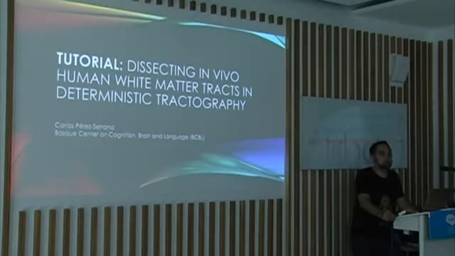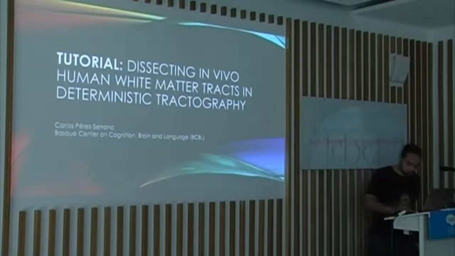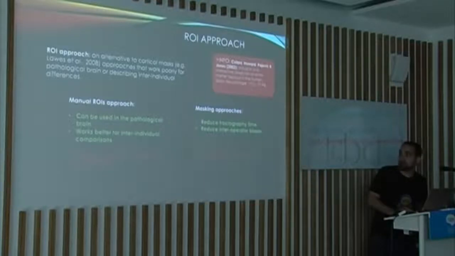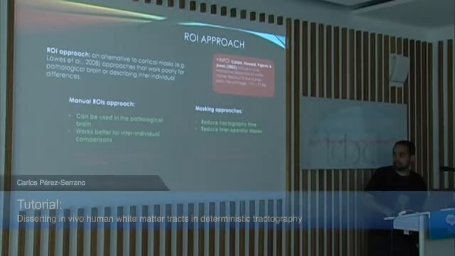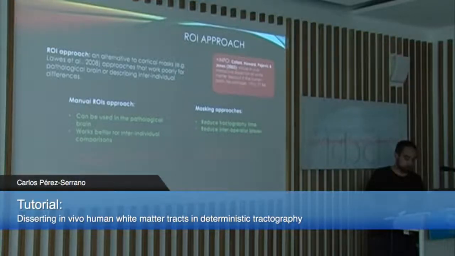My humble contribution will be about dissecting in vivo white matter tracts based on deterministic tractography. I will be using a manual region of interest approach, that is supposed to be better for the pathological brain because it accounts better for inter-individual comparisons. Basically it's more time consuming, that's the bad point. And you need a priori anatomical knowledge to perform it.